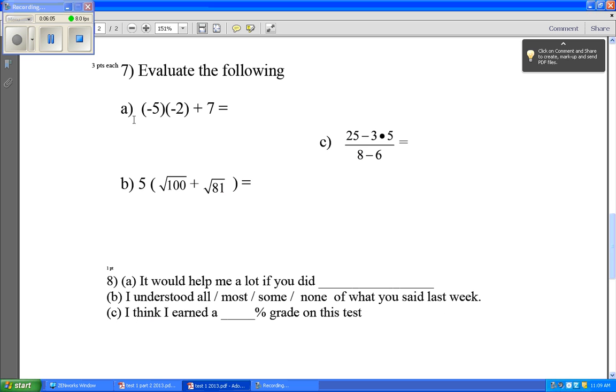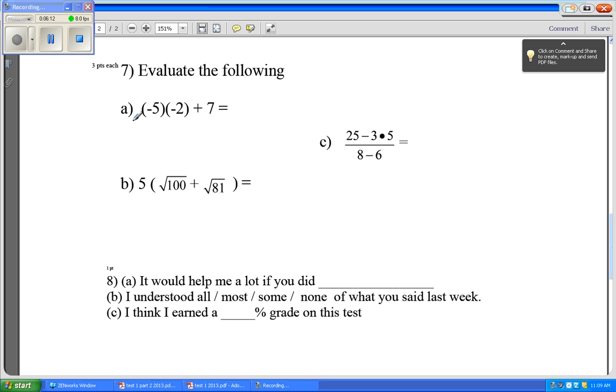Evaluate each of the following. They are 3 points each. Evaluate just means find the mathematical answer. You can use your calculator. -5 times -2 is 10 plus 7 is 17.